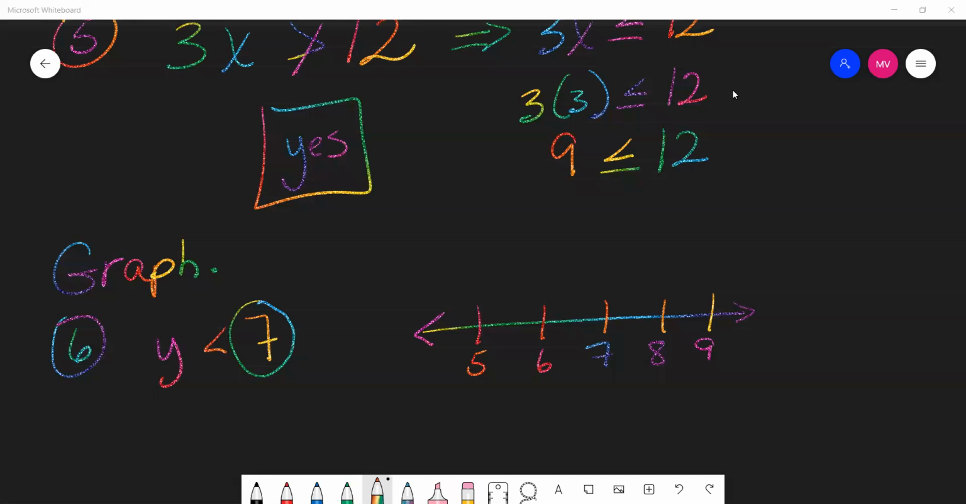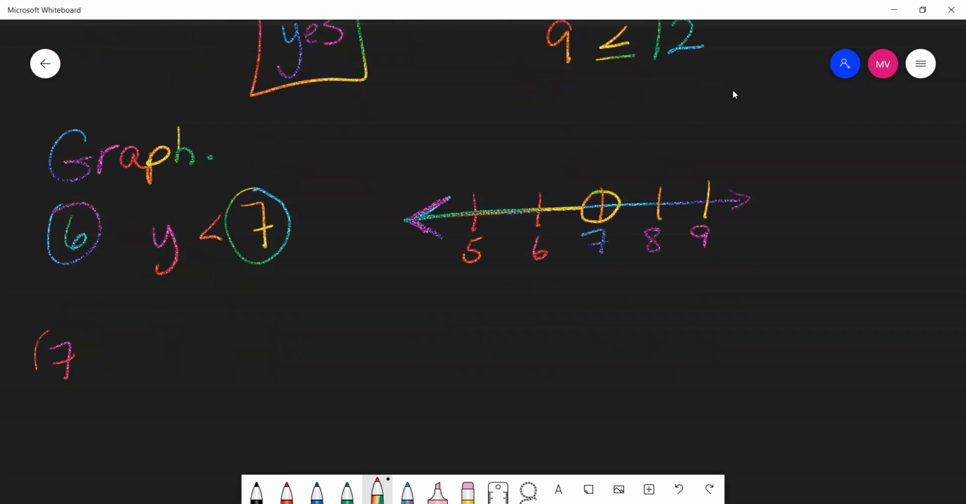All right, so because this is not a less than or equal to, the circle that you put at 7 must be open, because remember that means it starts at 7, but it does not include 7 as a correct solution. So then you follow the arrow, as long as you've got your variable on the left-hand side, and you know that it goes left, which is all the smaller numbers. So y is any number less than 7.